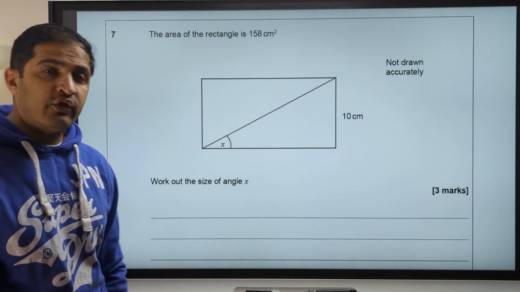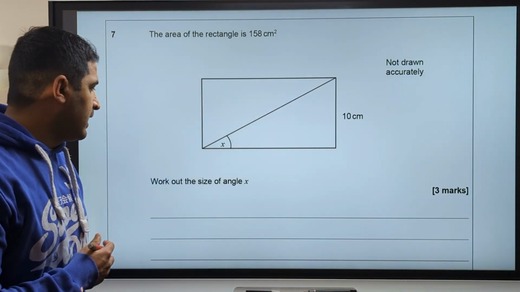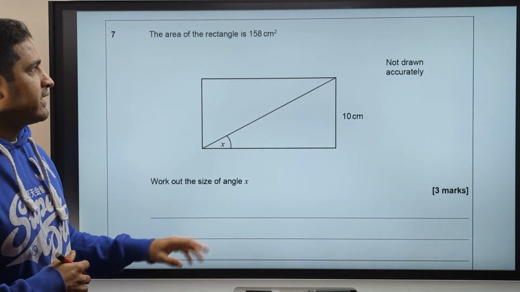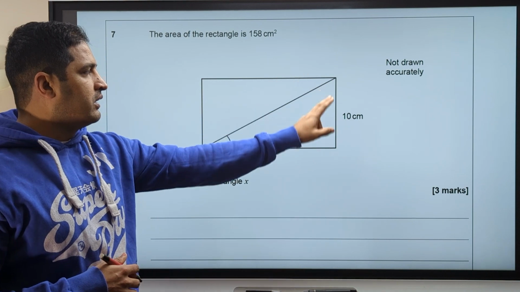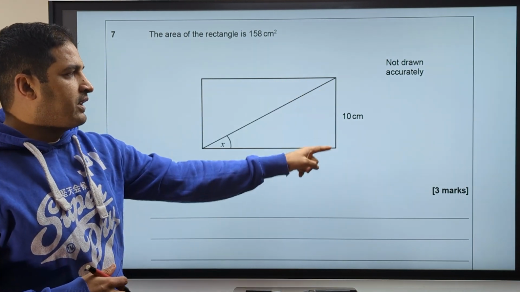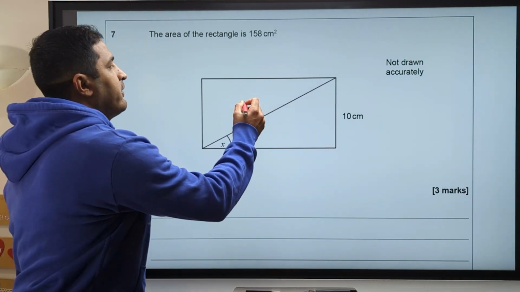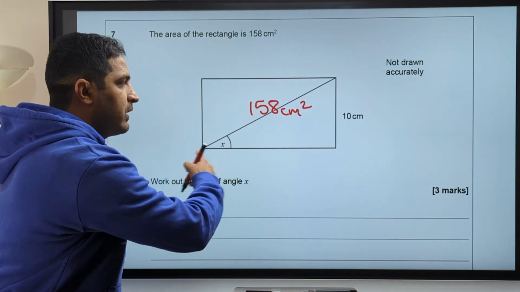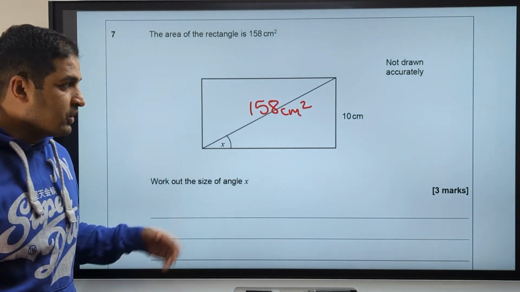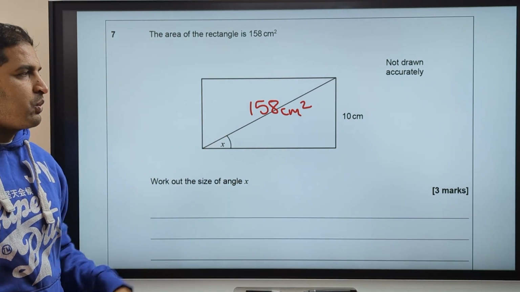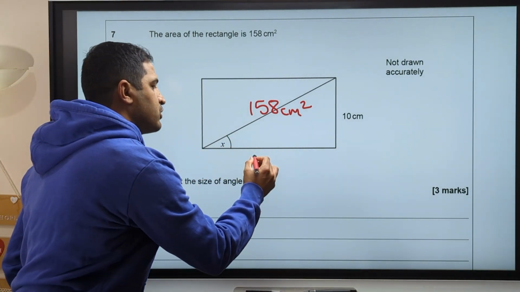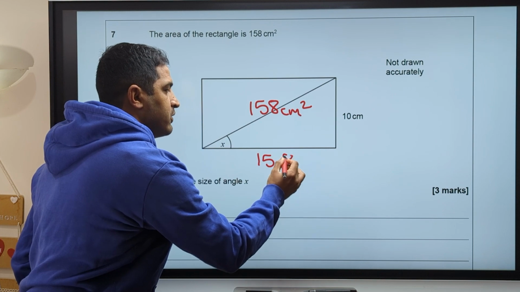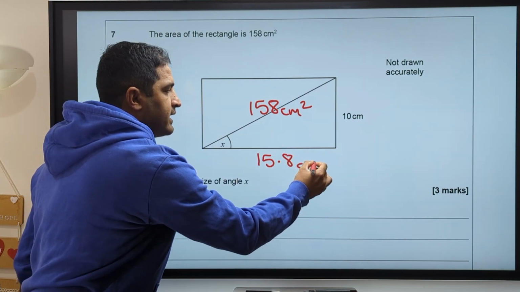Area of rectangle is 158 centimeters squared. Work out the size of angle X. So if you know this area here, and it's a rectangle, so that rectangle is 10 and the area is 158 centimeters squared. We can work out the length or the base of that rectangle, or in other words, the triangle. So the base of the triangle is going to be 15.8. Write it down, 15.8 centimeters.